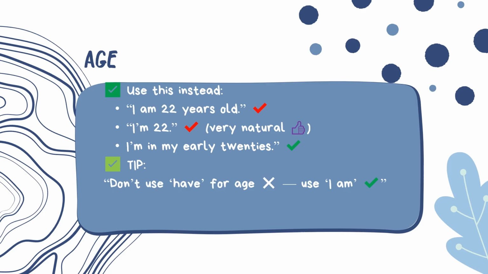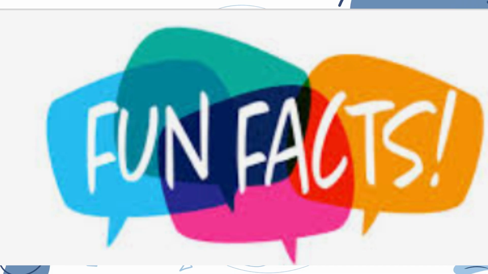Practice. I'm 22. I just turned 22. I'm in my early 20s. Conclusion. Yes, "I am 22 years old" is correct. But for real English fluency, you should learn different natural expressions. Now that we know age, let's move to the next part, fun facts.